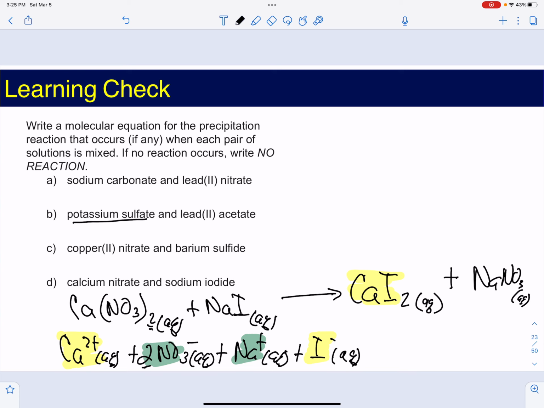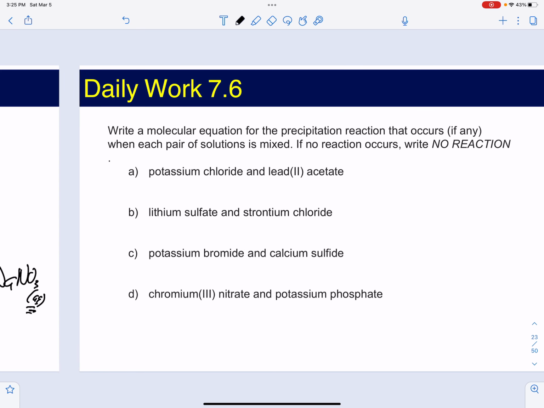So if you get aqueous on both sides, that means that everything cancels, so there's no reaction. There's no reaction happening on this one. All you do is just mix in a bunch of ions that are going to not come together ever. So no reaction for that one. So that's how we approach that. So make sure you review that and then work on this daily work.